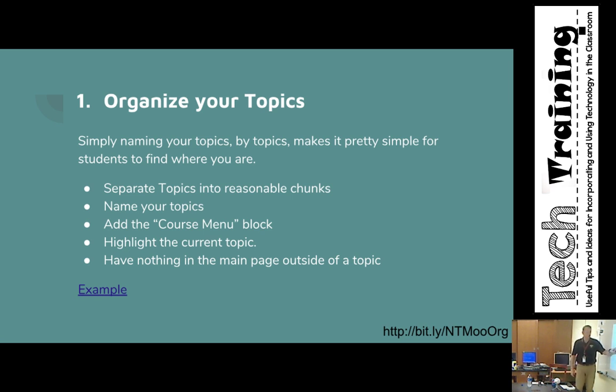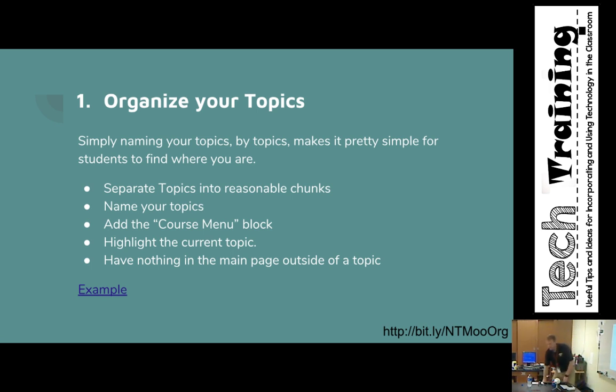So we want to separate our topics into reasonable chunks. We want to name them. And we're going to do these things. We want to add the course menu so students can go right there to whatever the current topic is. It's best if we highlight the current topic, which makes it easily, visually, boom, that's what we're doing. And then the last one, which is one that I would say 75% of the teachers need to fix, is to have nothing on the main page outside of the topic. So when you go to a class, you see an index of the course, and you immediately know that one's highlighted, that's where we're at right now.